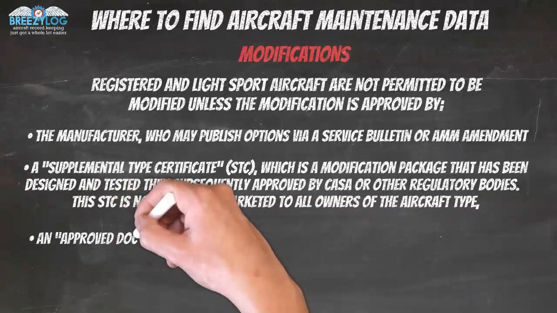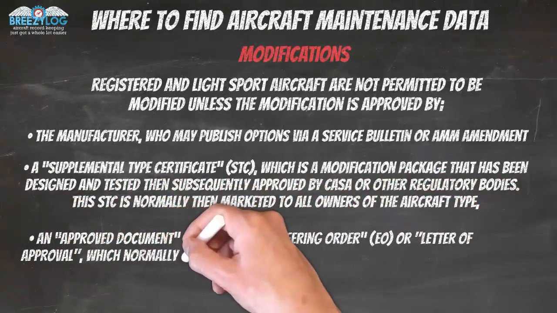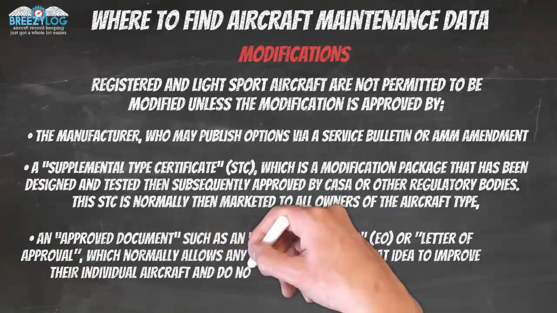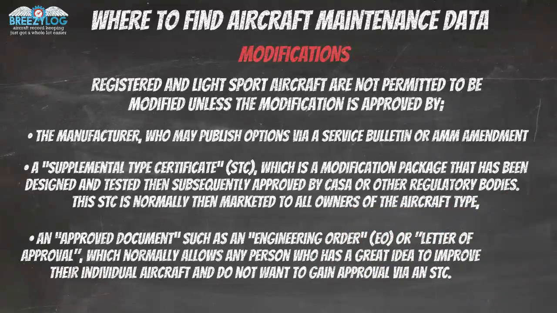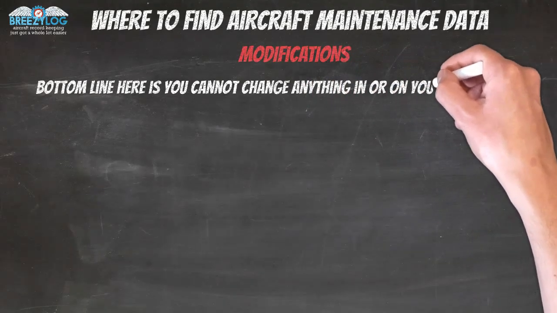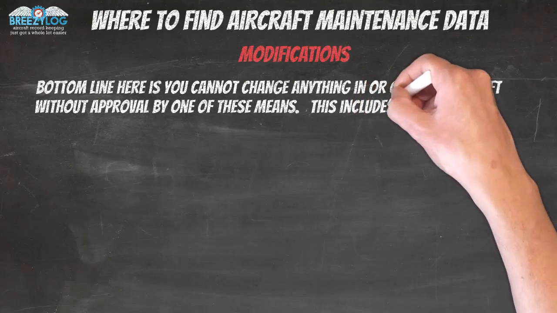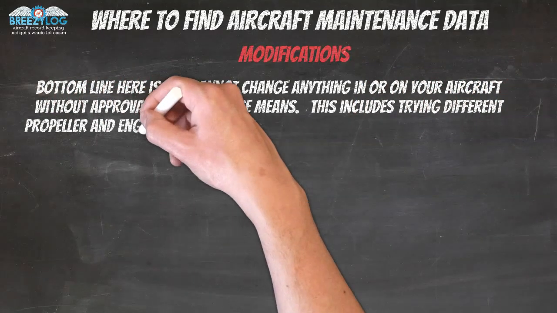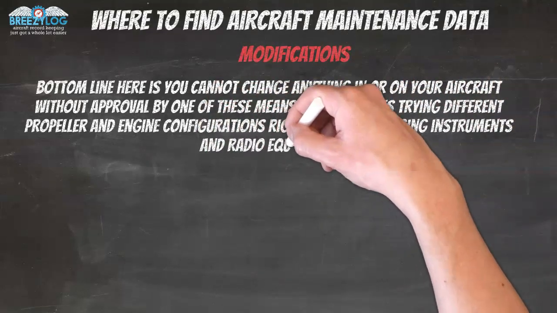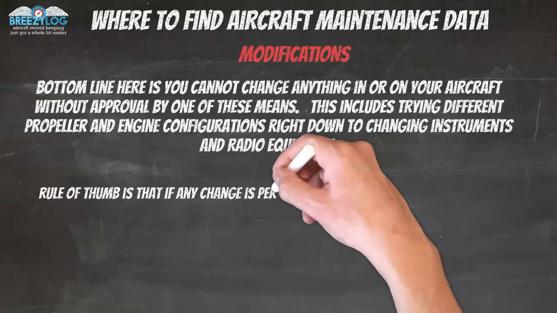An approved document, such as an engineering order (EO) or letter of approval, which normally allows any person who has a great idea to improve their individual aircraft and does not want to gain approval via an STC. Bottom line here is you cannot change anything in or on your aircraft without approval by one of these means. This includes trying different propeller and engine configurations, right down to changing instruments and radio equipment. Rule of thumb is that if any change is permanent, then it needs an approval.